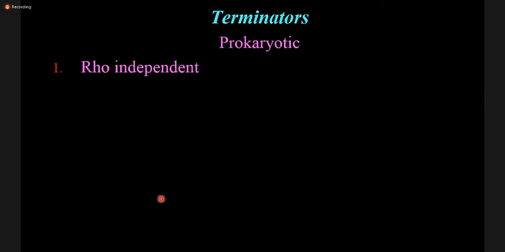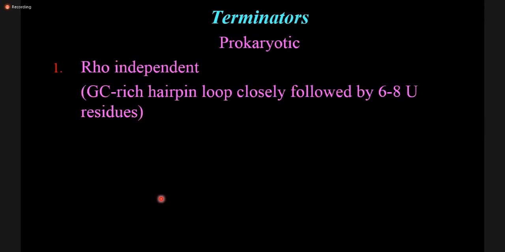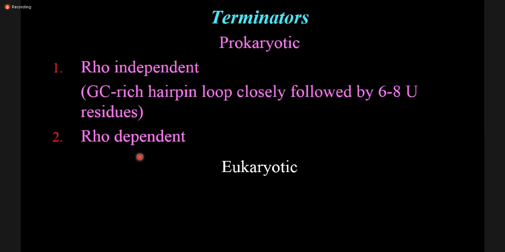In prokaryotes, we have Rho independent types of termination in which a hairpin-like loop is formed, which is GC rich, guanosine cytosine rich, followed by 6 to 8 uracil residues. Another type of termination is Rho dependent, where the Rho protein is required for the termination process. In eukaryotes, there may be some combination of both Rho independent or dependent, or it's not fully understood. So we will keep our discussion only to the prokaryotic terminations.